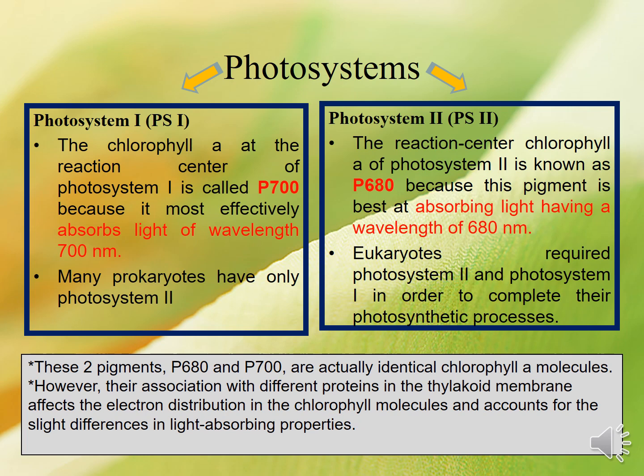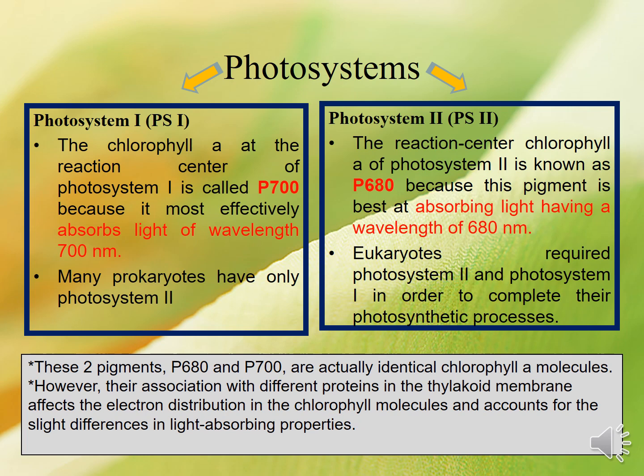Because this pigment is best, or most efficiently, absorbed at a wavelength of 680 nanometers. That is the first difference between photosystem 1 and 2. The second difference is which phototrophs use photosystem 1 or photosystem 2.